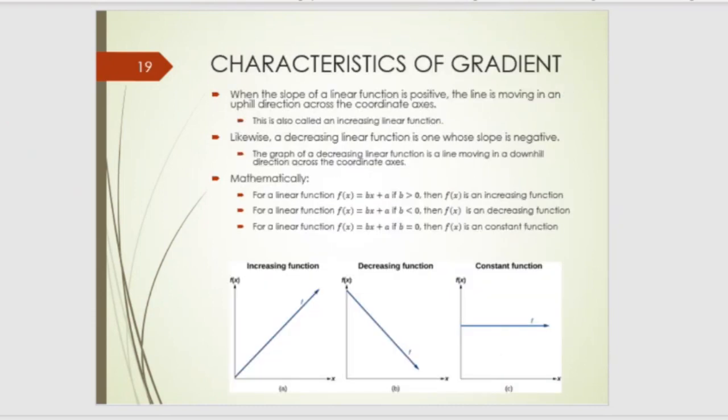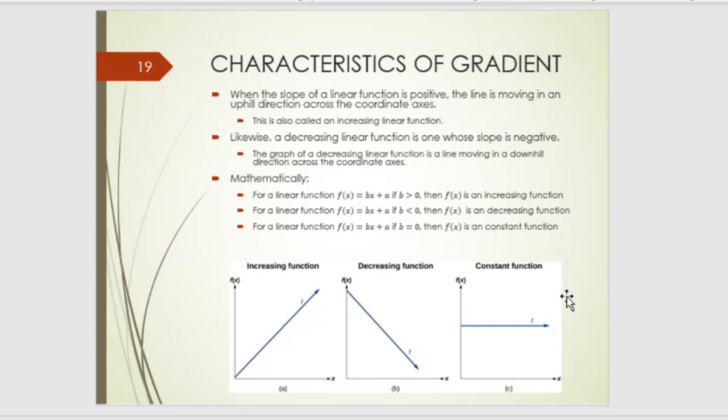We also touched on the characteristics of the gradient, which are important, especially when you are responding to exam questions. When the value of the gradient is positive, or greater than 0, the line will be moving in an uphill direction across the coordinate axes, and we refer to that graph as an increasing, or ascending, line. Whereas a decreasing linear function is one whose slope is negative.